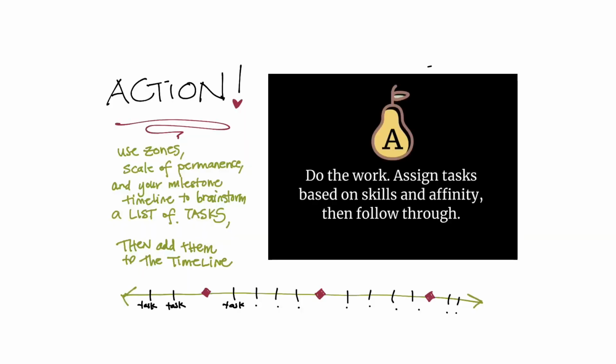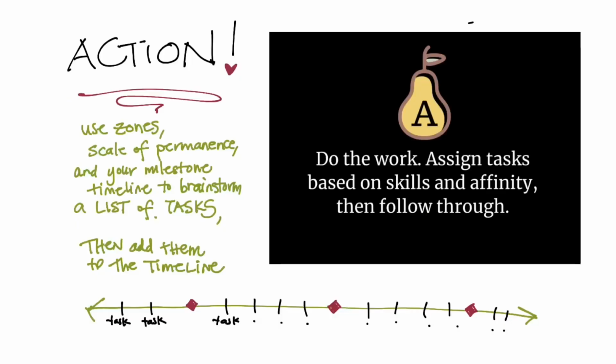The next step is action. Now you do the work. In between each of those milestones, you place a bunch of tasks, and each of those tasks can later be broken down into mini tasks after they've been delegated to the person who's going to do the work. So you can use your zone mapping, you can use a scale of permanence, you can use your milestone timeline to brainstorm this master list of tasks and then add them onto the timeline in a realistic fashion according to when they're actually going to occur. You can assign tasks before you place them on the timeline, or you can place them on the timeline and assign them according to who's going to be available.